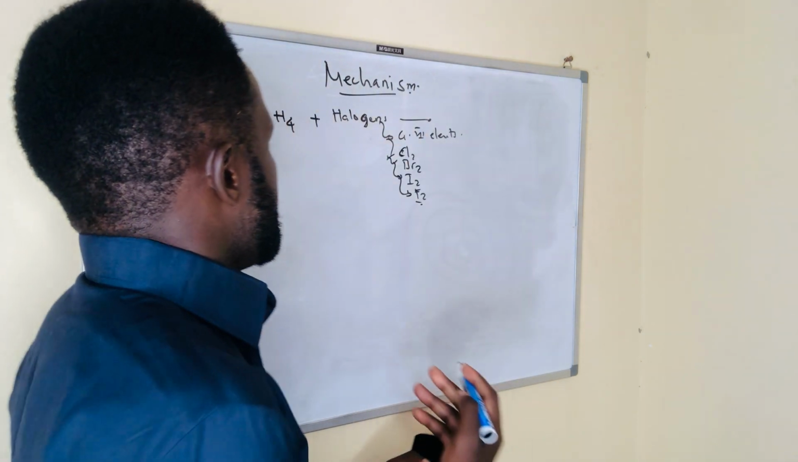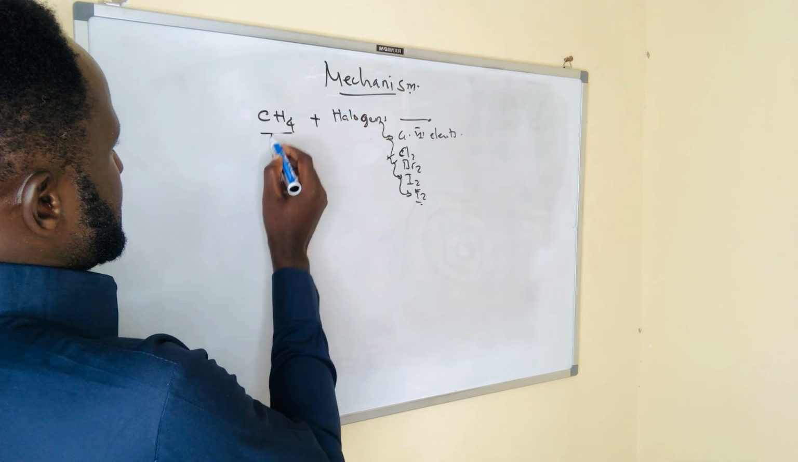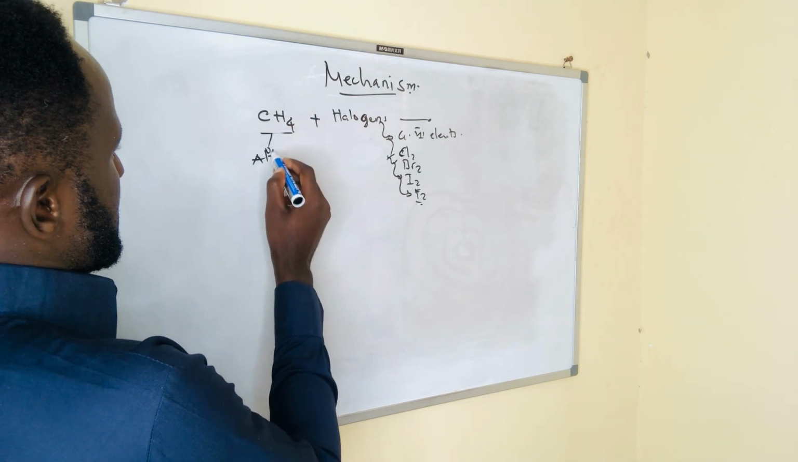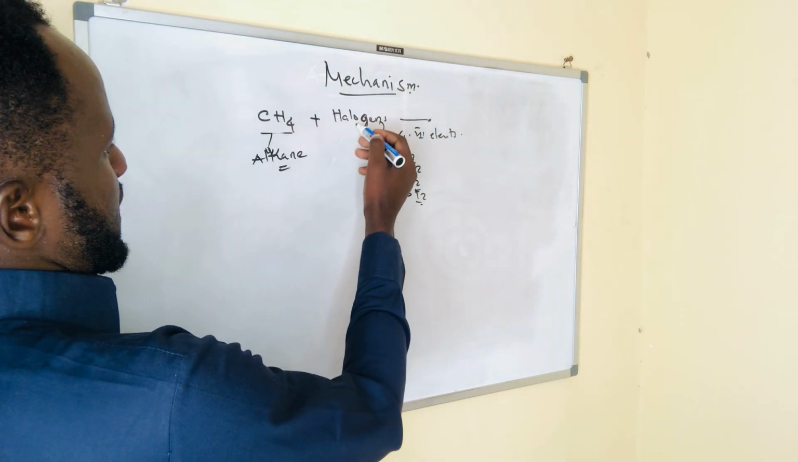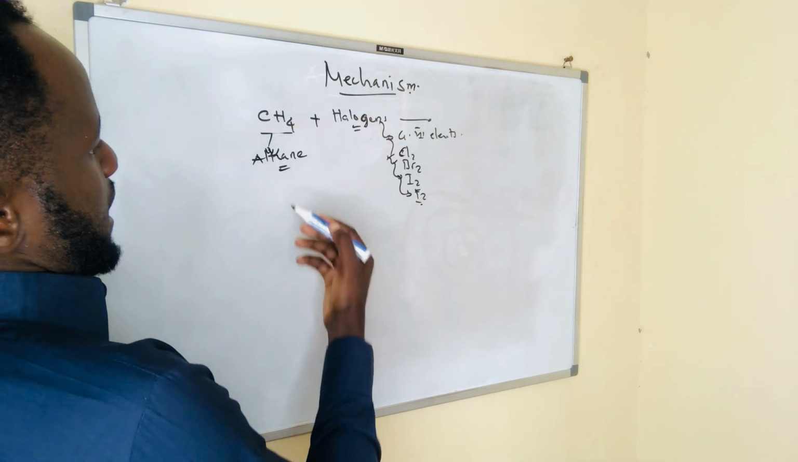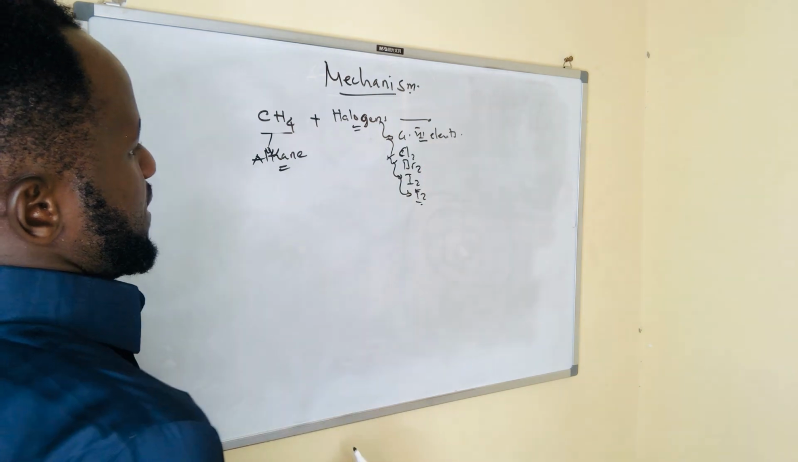In this video I'm going to show the mechanism of free radical substitution reaction that occurs between alkane and the halogens. Halogens means group 7 elements.